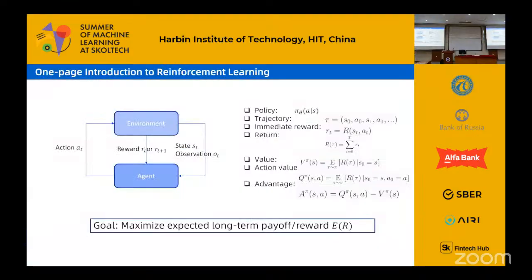Okay, this is one page, because some of you are very familiar with RL and some others are not. So here is a one-page introduction to RL. Generally speaking, RL handles sequential decision-making problems. That means you need to take a sequence of actions, and maybe you will get some reward during the process, or more often you will get only a final reward.